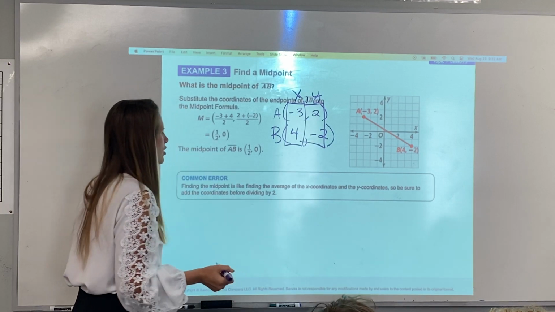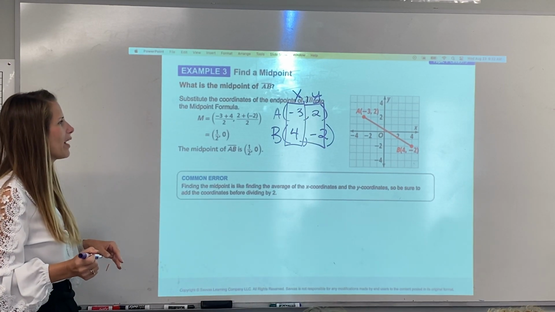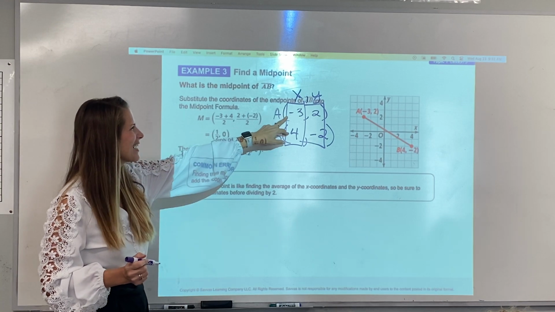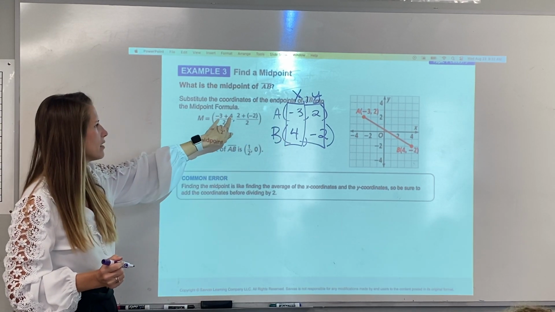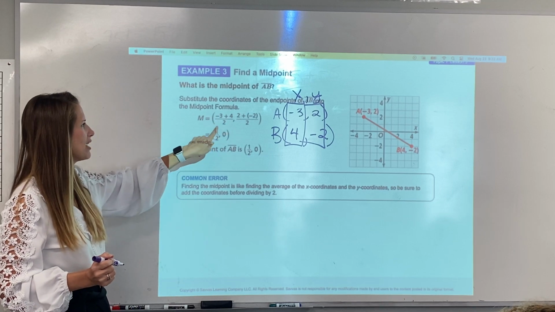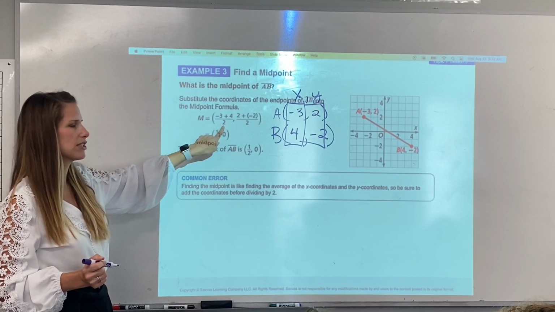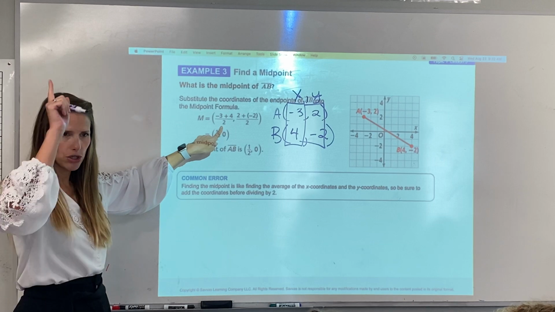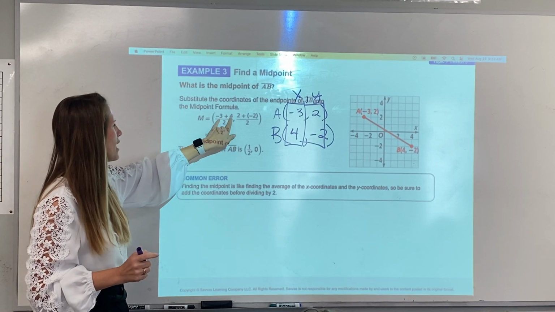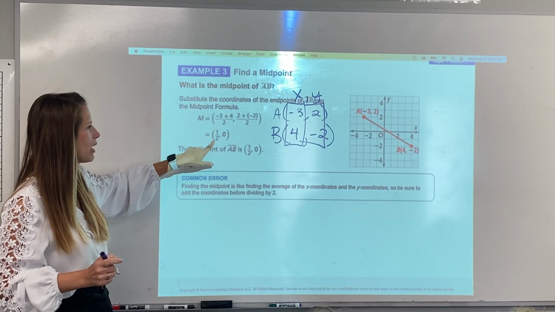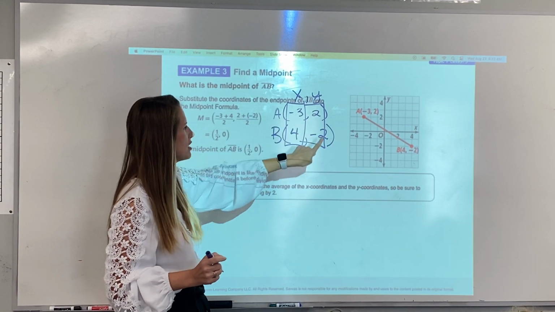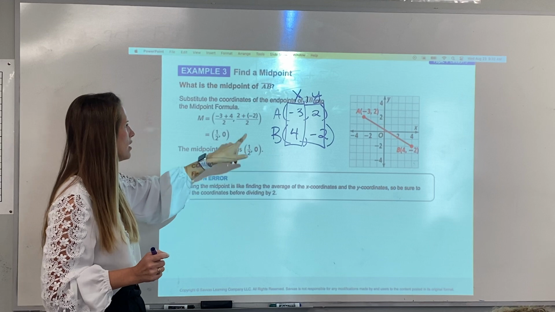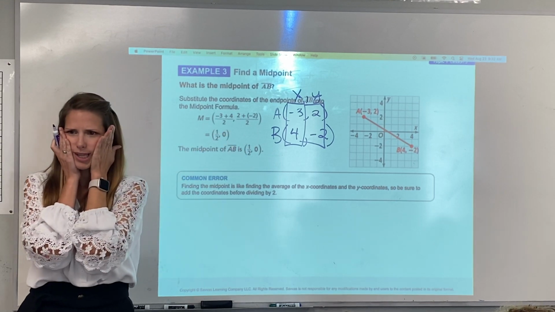So when I want to find the average of my X's, I just grab my negative 3 and my 4, add them up, and divide by 2. Are you allowed to cancel this 4 and the 2 first? No, sirree, Bob. We add them, we divide by 2, so we have 1/2. My Y values are all lined up: positive 2, negative 2, 0 over 2, what's that?